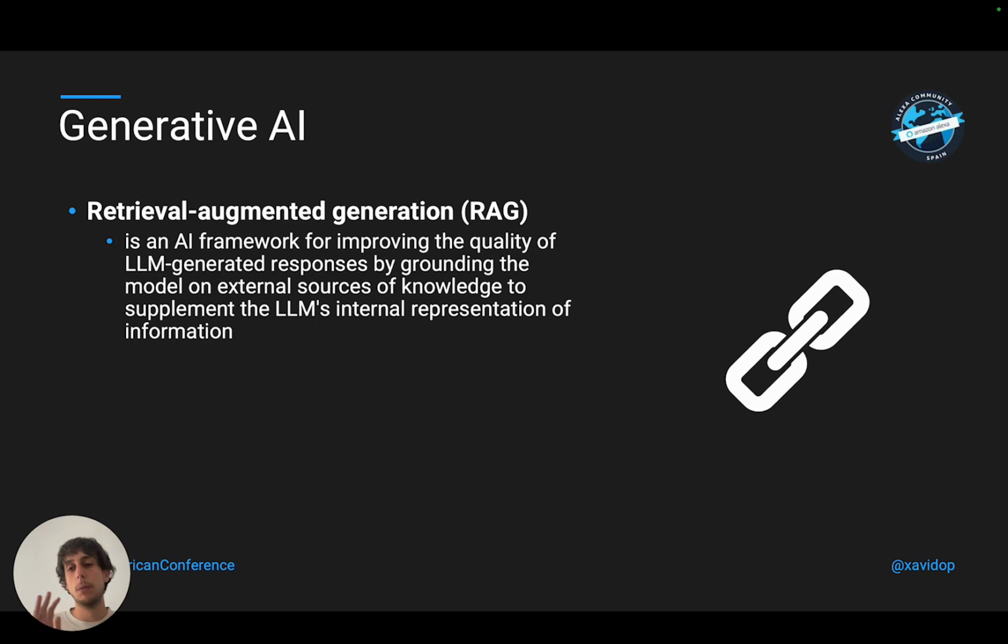Now let's talk about retrieval augmented generation. That is something that can be used in conversational AI apps, which is an AI framework for improving the quality of large language model generated responses by grounding the model on external sources of knowledge to supplement the LLM's internal representation of information.